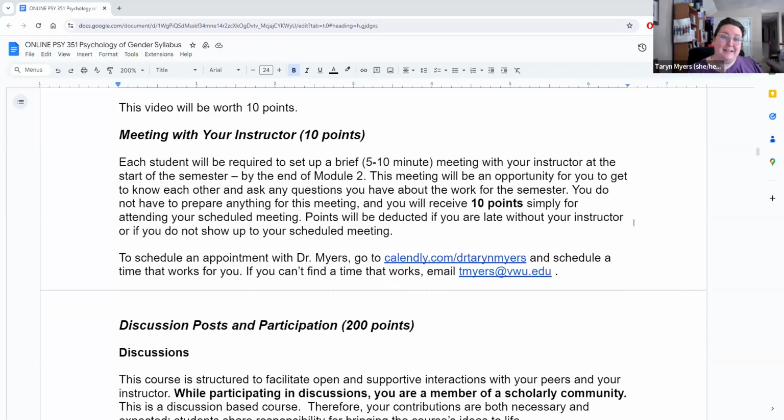Another thing you're going to do by the end of module 2 is to schedule a meeting with me. These are 5 to 10 minutes. It's just a time for us to get to know each other if we don't, to check in if we do, and then also for you to ask questions about the course. This becomes really important because sometimes it's a lot easier to understand if we're virtually face-to-face instead of over email. So I have a link you follow to schedule that. And if you can't find a time that works, you can email me and we can schedule something at a different time.